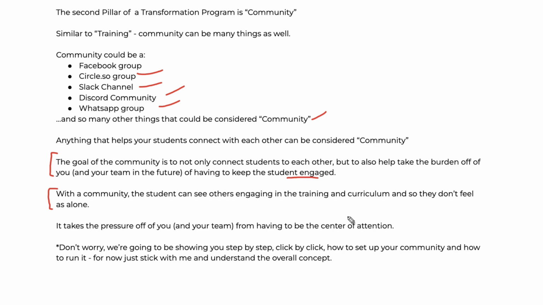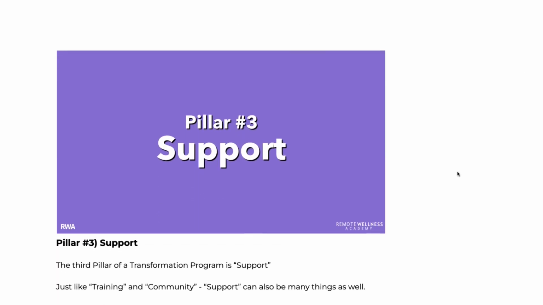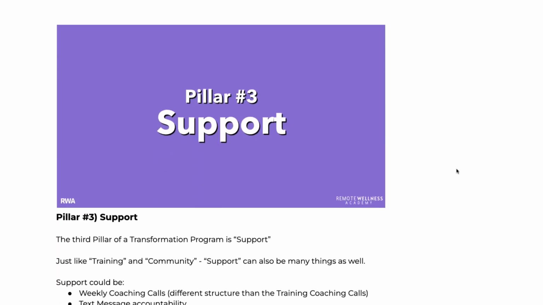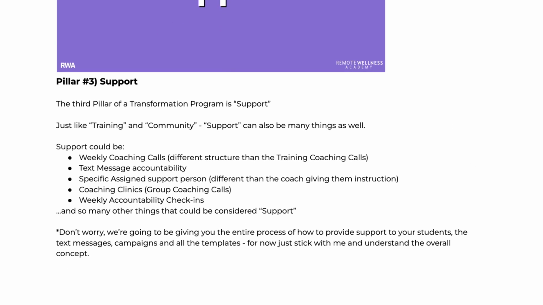And so what it does is it takes the pressure off of you and your team from having to be the center of attention. Again, remember, don't worry, we're going to be showing you step by step, click by click, how to set up your community, how to run it, all of that kind of stuff. Right now, I'm just going over the overview, and so I just want you to stick with me and understand the overall concept. Beautiful. So that is the second pillar of the 3 pillars inside of your transformation product. And then finally, we have the third pillar, and the third pillar is support. Now, exactly the same way like we talked about for training and community, support can also be known by many things as well, right?